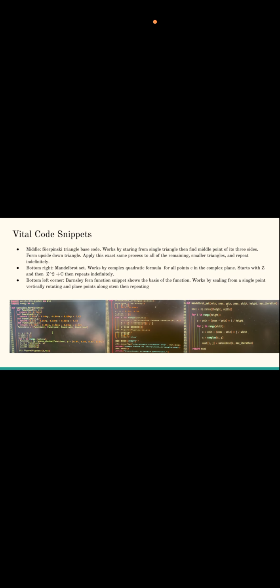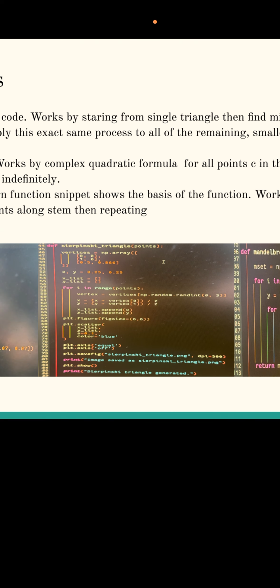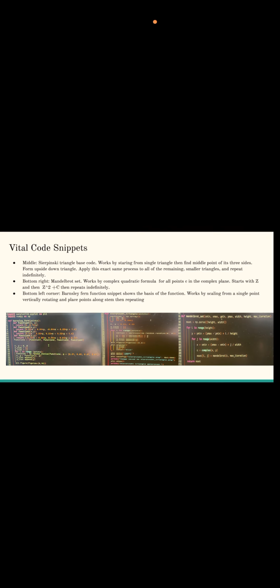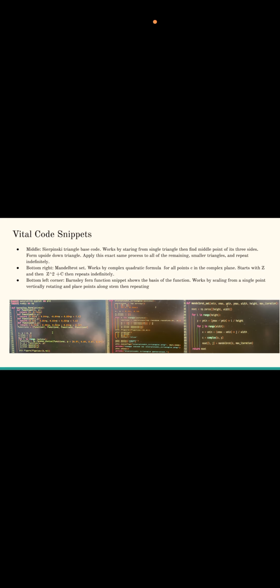So in the middle, this is the Sierpinski triangle base code. You're starting at the vertices. You're choosing the vertices for the triangle. And then you produce an X and a Y list to find the vertices. Look for the middle, and then you continue to produce it. After that, this saves the figure, and it produces the images that you saw earlier on the slide. So that's just the first one. So this is the middle.